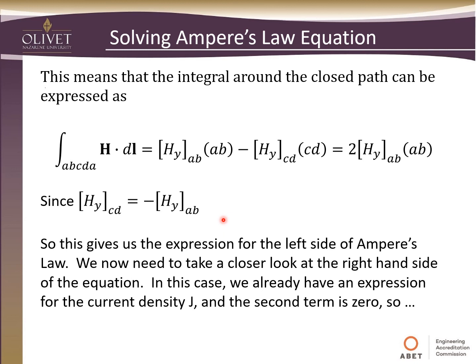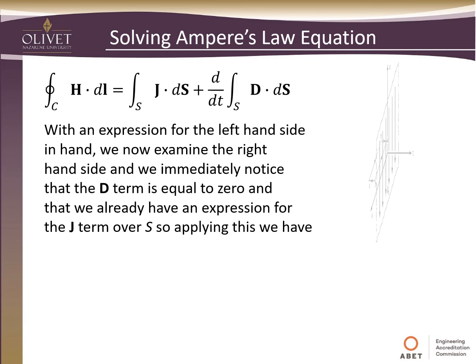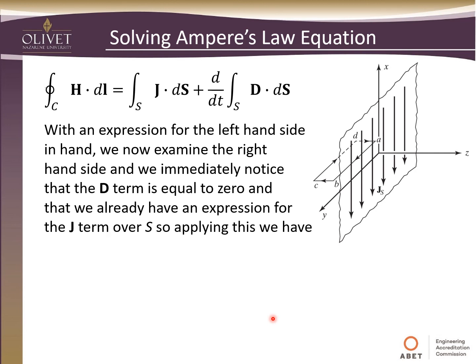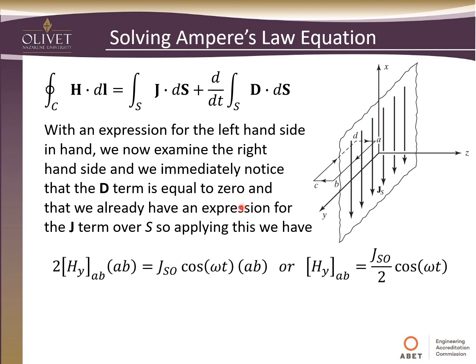We now need to take a closer look at the right-hand side of the equation. In this case, we already have an expression for the current density, J, and the second term, the D term, is equal to 0. So if we plug all this in now, on the left side we have 2 H_Y AB. This is our original equation for the current sheet.